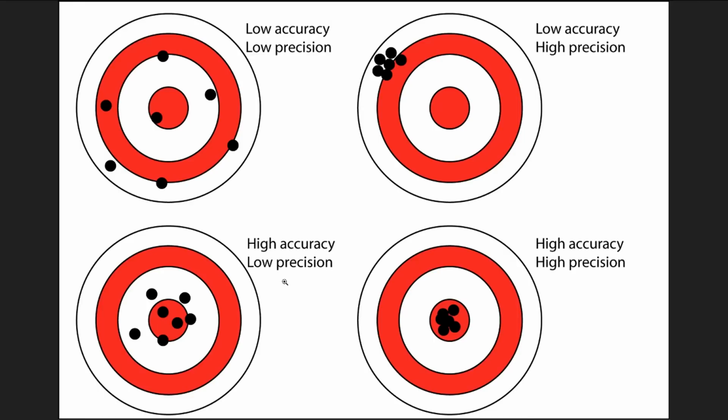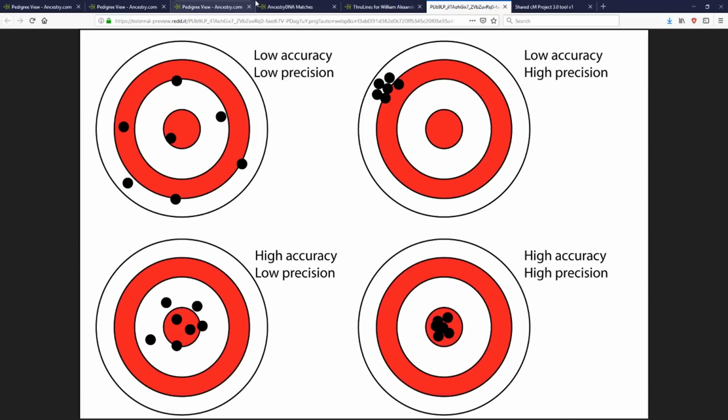Then we have the high accuracy, but low precision. This is their family, except that they've transposed some information. Let's say that it's 1851, but they put 1857, or they swapped the numbers in the middle and then they've got 1587. So these are high accuracy but low precision. And then we all aspire up here to get the high accuracy, high precision tree.